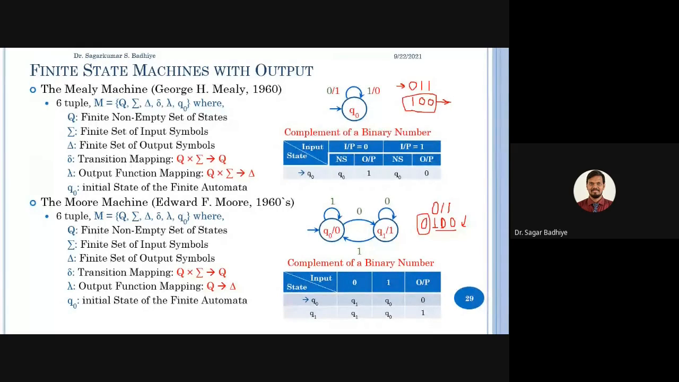Okay, okay. Is it clear to everyone, Mealy and Moore machine? What is the difference between the two? How do you represent them, transition table and transition diagram? Yes, sir. Okay, so let us move to the next example.